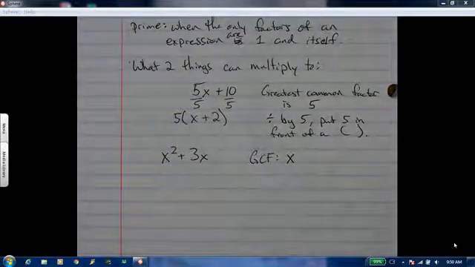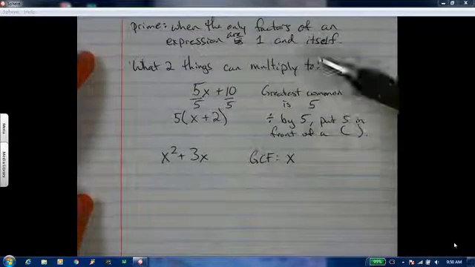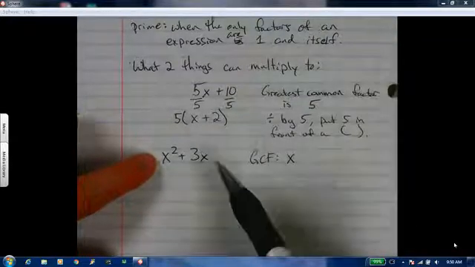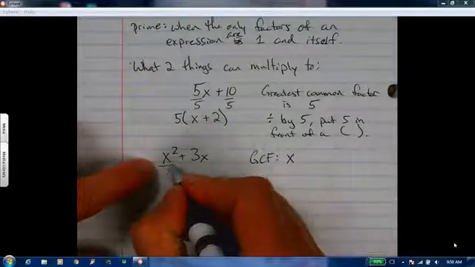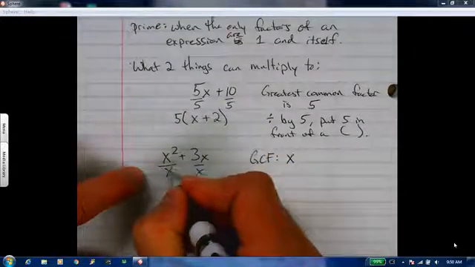So the other words I use here is I say you have to pull things out to the front. Pull them out to the front. And when you pull them, you're basically dividing things out. So here, if our greatest common factor is x, I'm going to divide both sides by x. The x goes in front of the parenthesis.